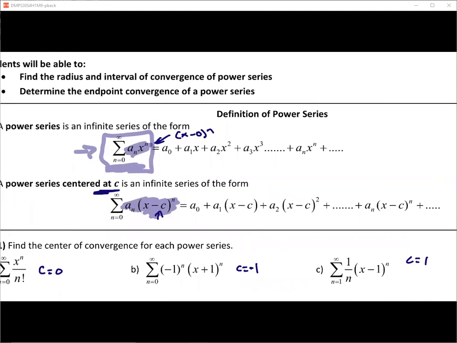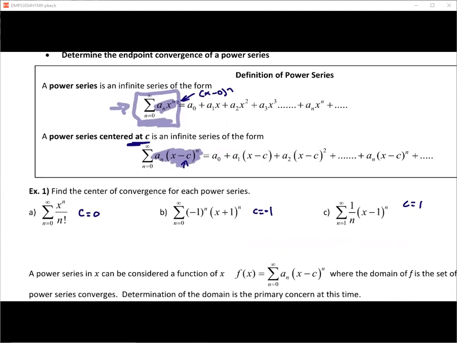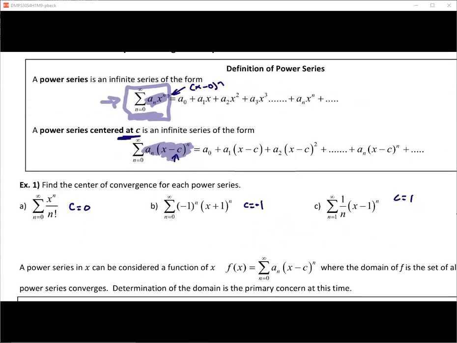With that said, our first set of directions are to find the center of convergence for each series. This is x to the n, therefore our center has to be 0. This is x plus 1 to the n, which is x minus negative 1 to the nth power, which is why our center is negative 1. This one is x minus 1 to the nth power, so our center is 1. Very straightforward. We want to know where our center is because where the center is determines what the power series is going to look like.